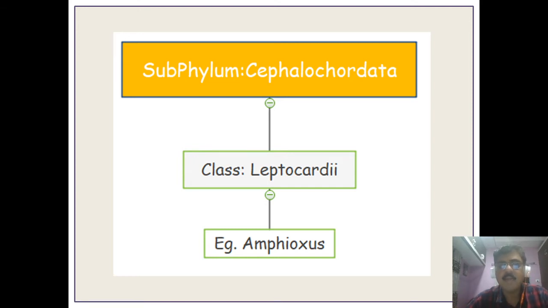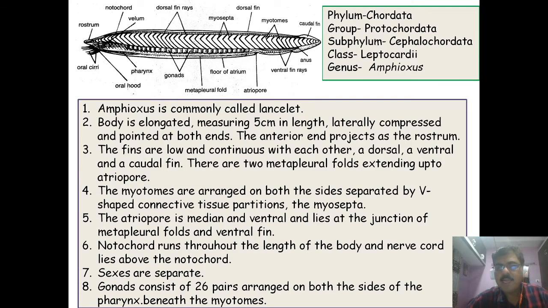This is the tree diagram. You have to draw it on the blank page, that is the drawing page. Then the single example from the Cephalochordata is the Amphioxus. This is the Amphioxus. What are the characteristics of the Amphioxus?